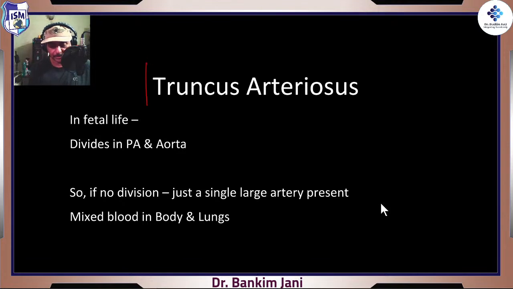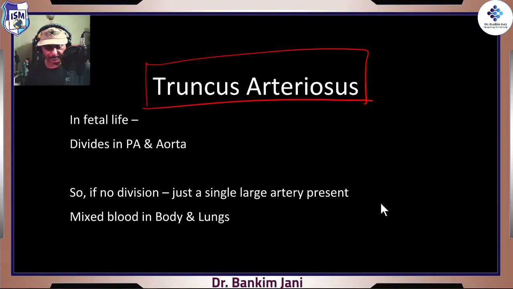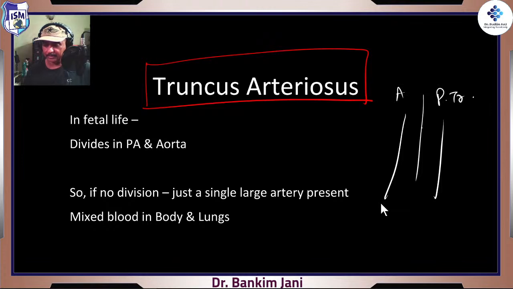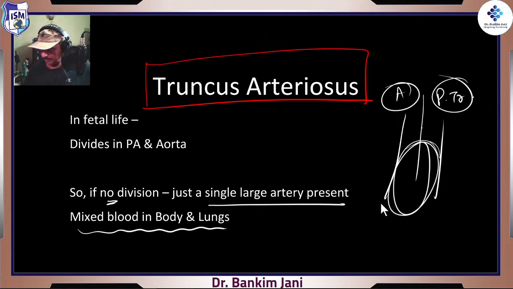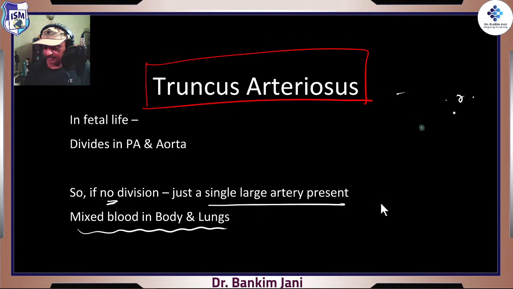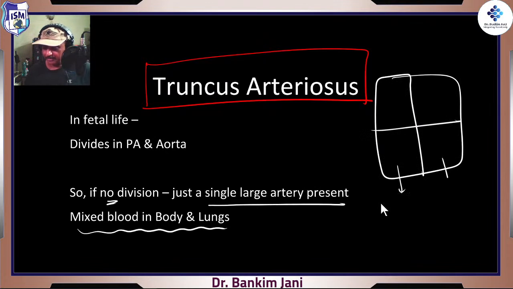The next one is the truncus arteriosus. Now this is relatively easy. In fetal life, the truncus arteriosus divides into two parts: one is the aorta and the second is the pulmonary trunk. What if this is not happening and the whole thing remains as one? If there is no division, there would be just a single large artery, and mixed blood is going into the body and lungs. Got it? Because when I draw it like this, same figure, previously it was like this.